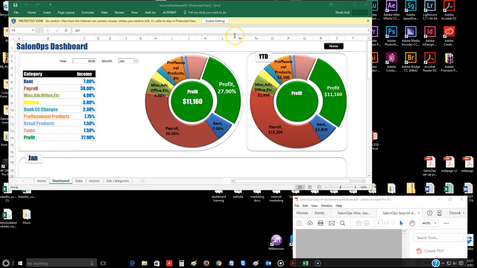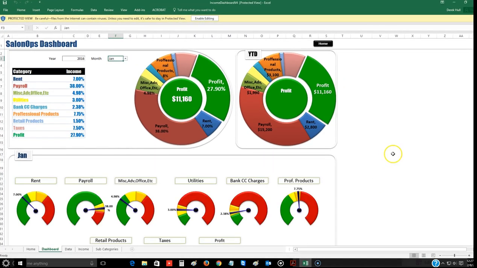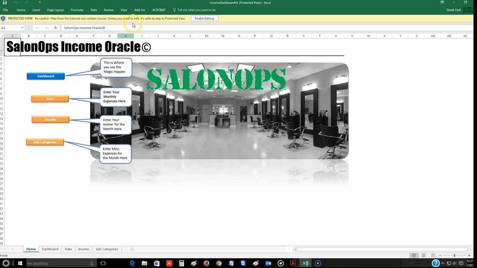You can see on the dashboard, I have it up. I have it minimized right now, but I'll expand it so you can see what it looks like. Okay, so here's the software. Inside the software, I'm going to go to the home button, which is where you'll start. The home button is your, let's call it your control screen. From here you can go to your dashboard, which is your visual representation. It says here, this is where you see the magic happen.